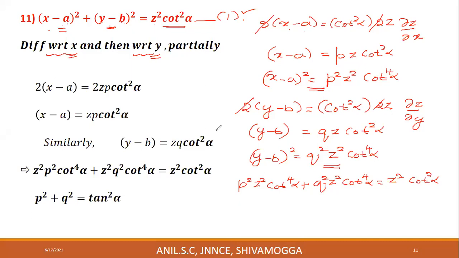And what about z square? It is also common, right? Z square is in the first term, the second term, and the third term also. Z square into cot square alpha is common in all three terms. Let's eliminate it. Divide the expression throughout by z square into cot square alpha. What will be the resultant? P square, since this z square cancels with this z square, and cot alpha power 4 divided by cot square alpha is cot square alpha.